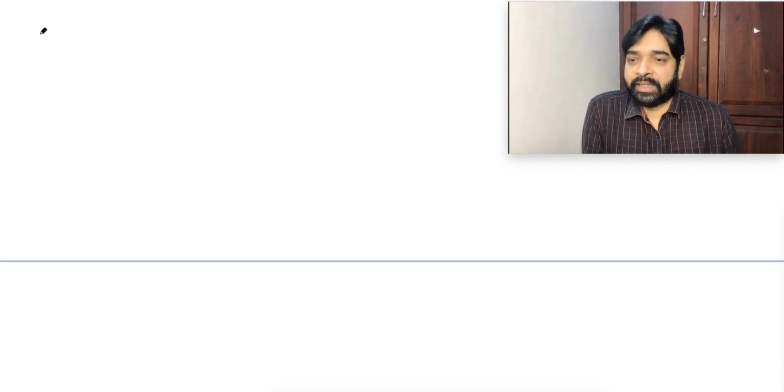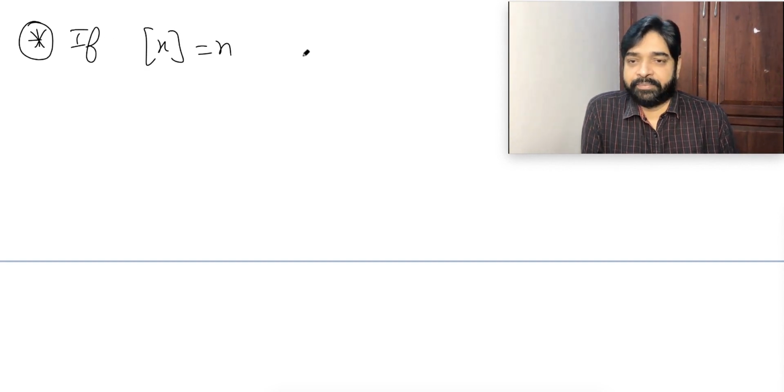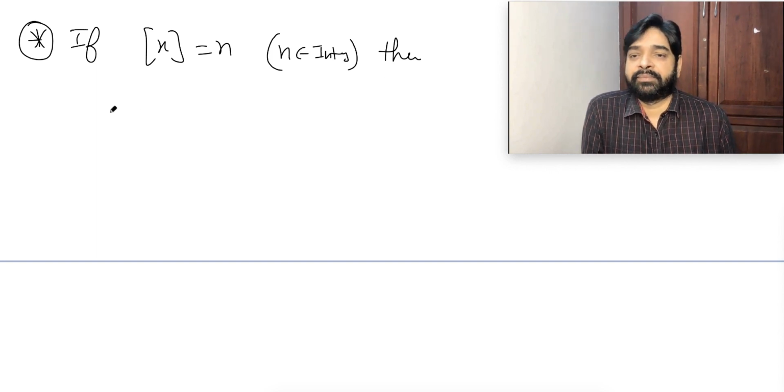Chaliye, now next, write as a note. If the greatest integer of x equals n, where n belongs to integers, then x will lie between n and n plus 1.